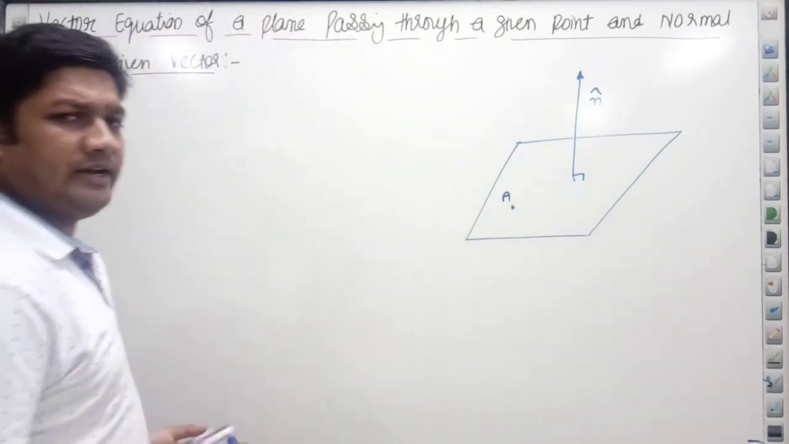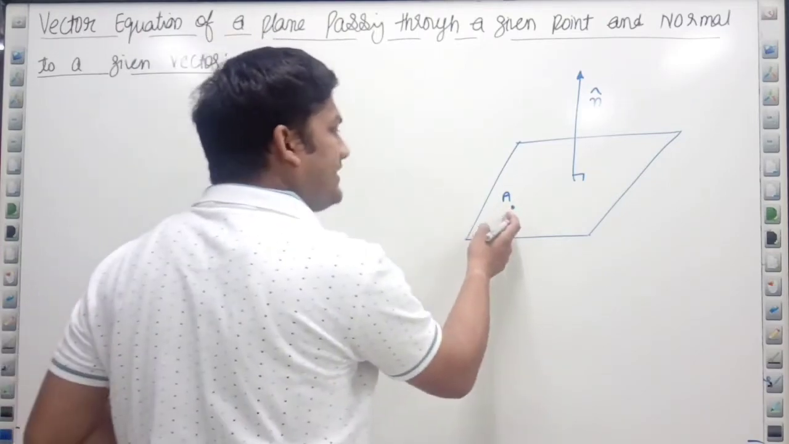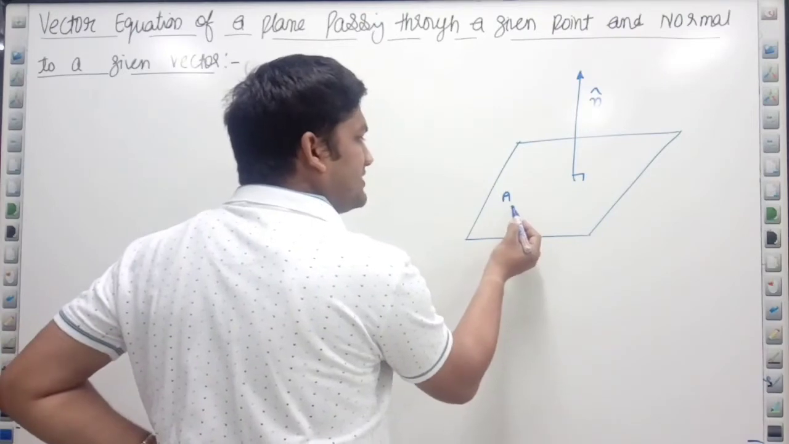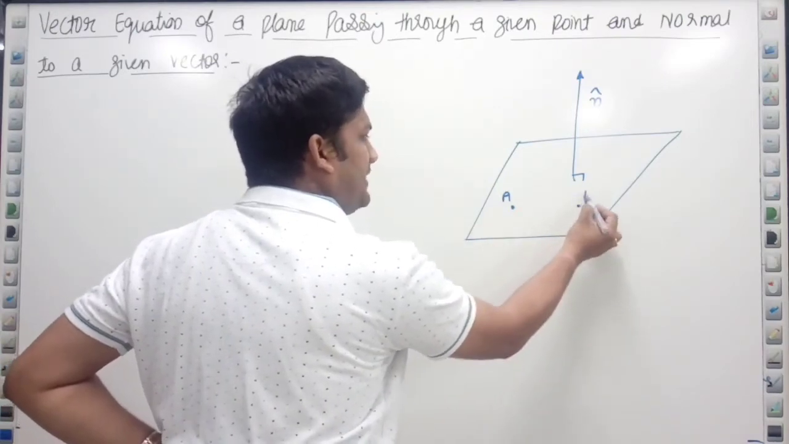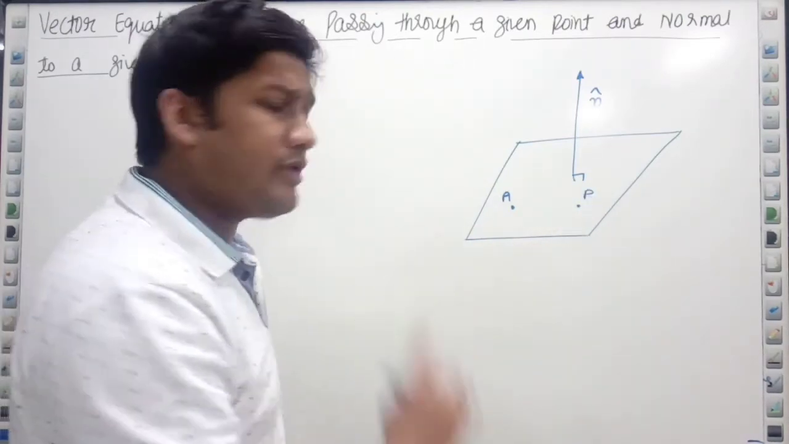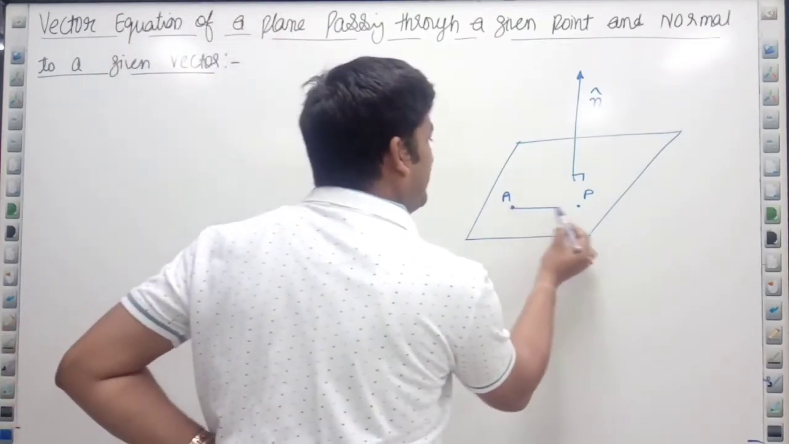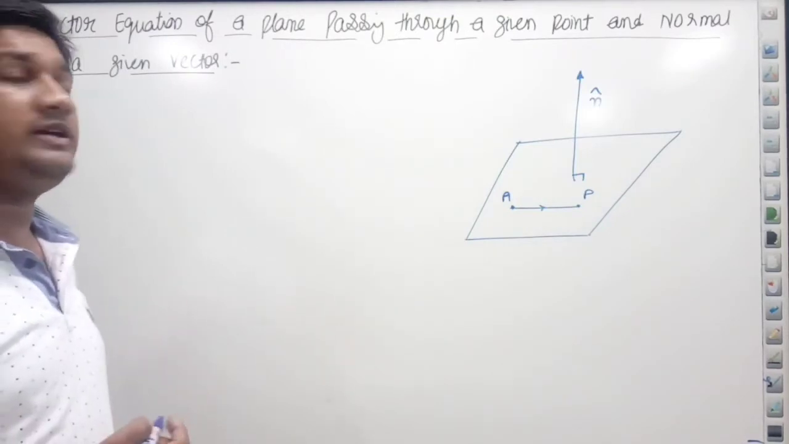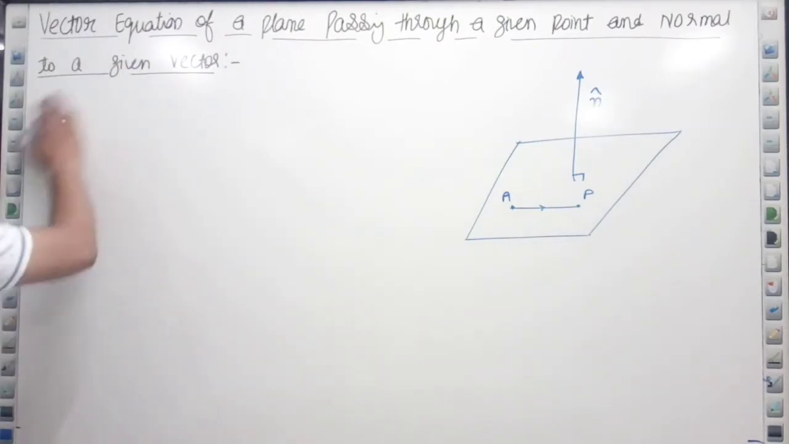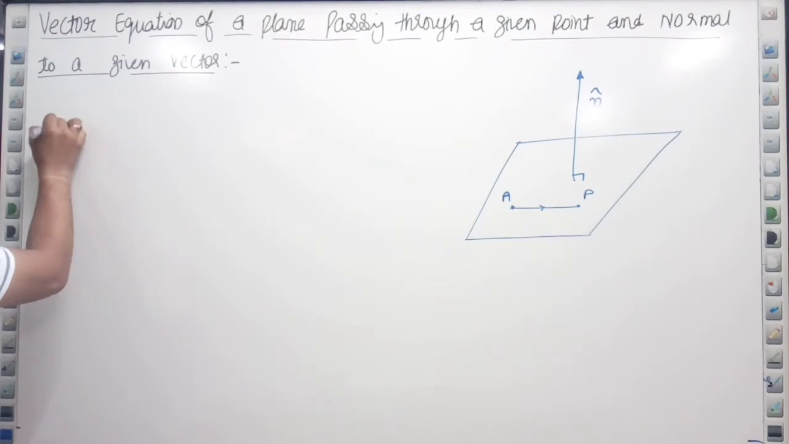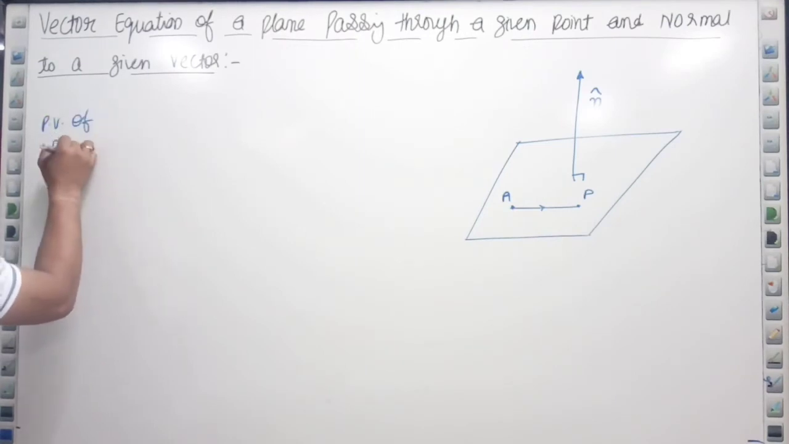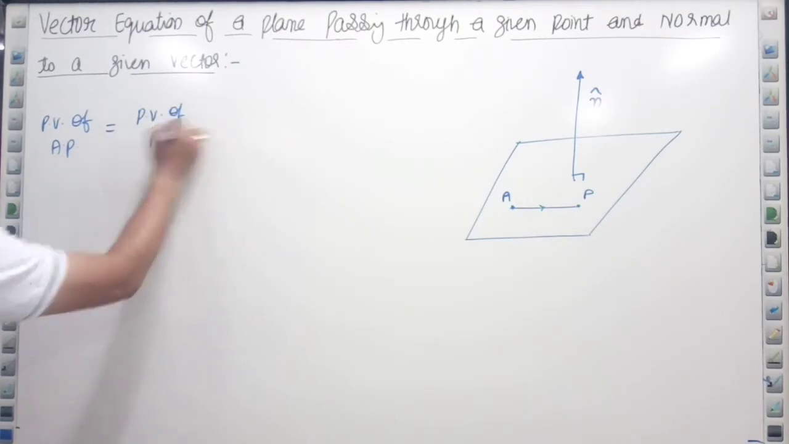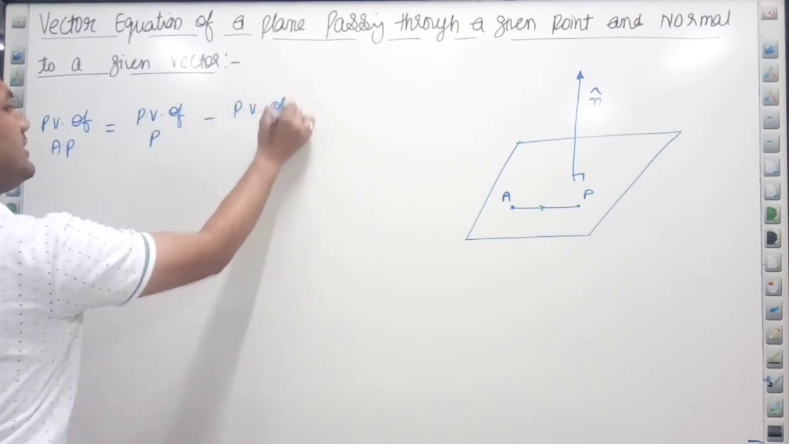What I will be doing, I let this point A have position vector a, right? This is given. I take a point P, a random point on the plane, and I join AP. Now can you tell me the vector AP? Vector AP will be position vector of P minus position vector of A.